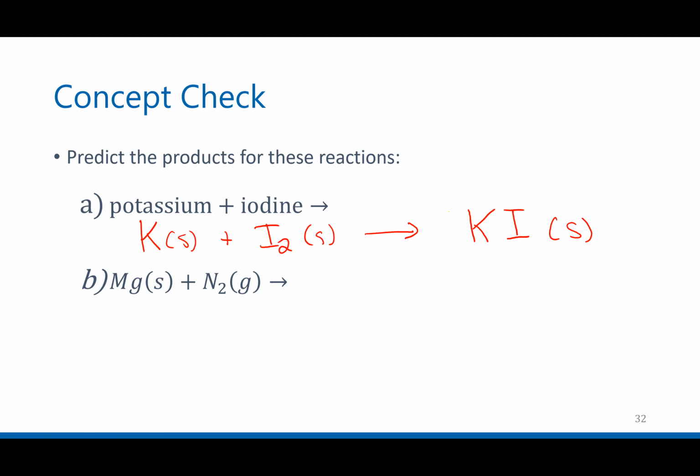So I need to put a 2 here and a 2 here. And now I have a beautiful balanced equation. By the way, guys, if you don't know where KI comes from, the charge on potassium is +1. The charge on iodine is -1. Perfect match for a chemical. One potassium, one iodine go together. All right.